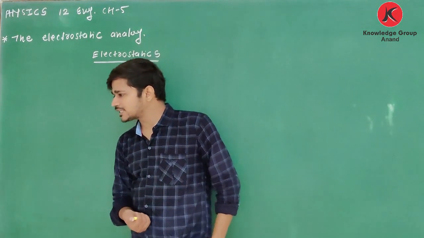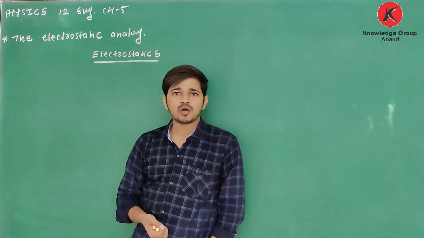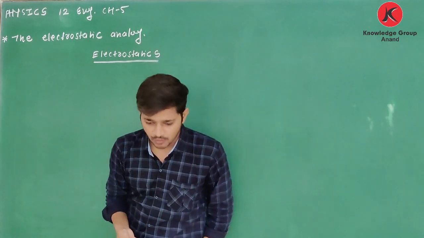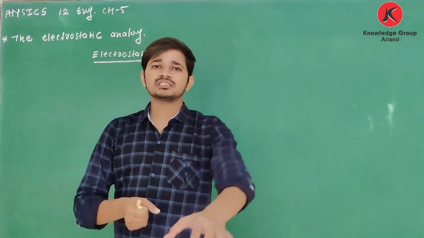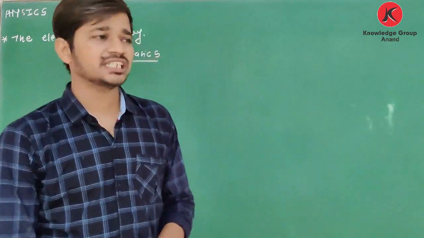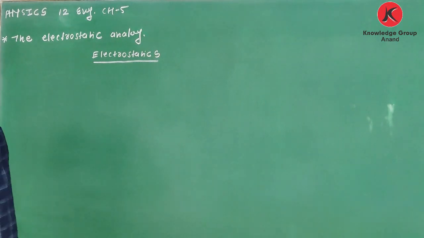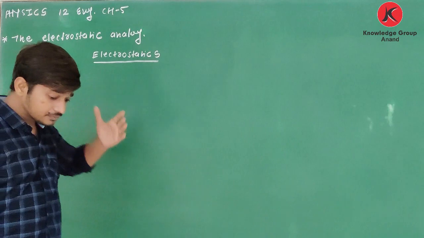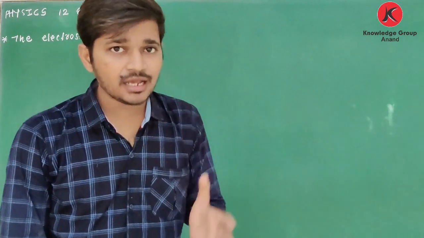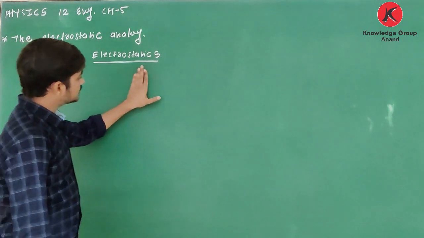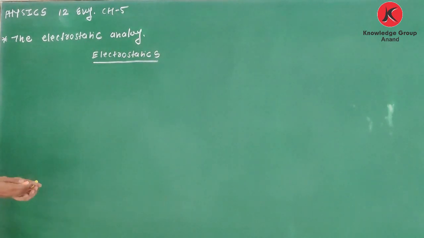Yes, in the last lecture we discussed the behavior of a magnetic dipole in a uniform magnetic field. And we got some results similar to those we obtained in chapter 1 in electrostatics. So now in this lecture we will compare the electrostatic analog, meaning what is analogous between electrostatics and magnetism. First of all, we will see electrostatics.